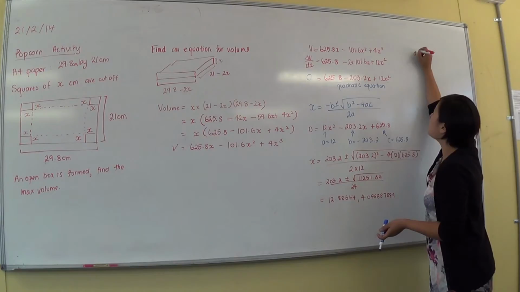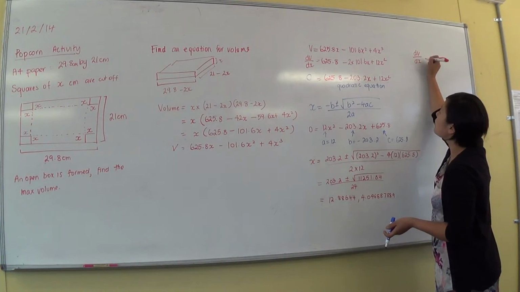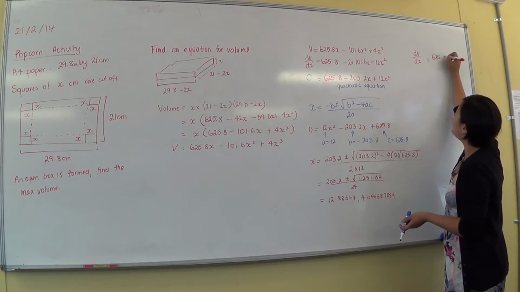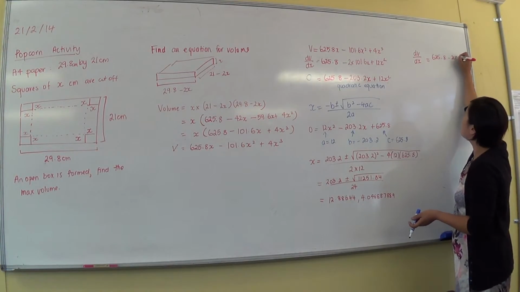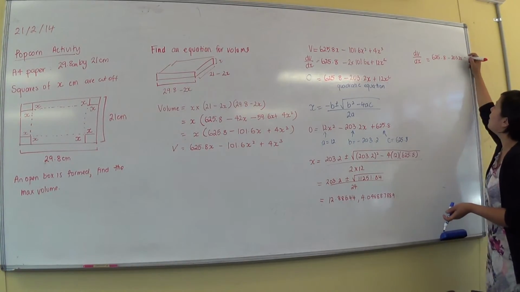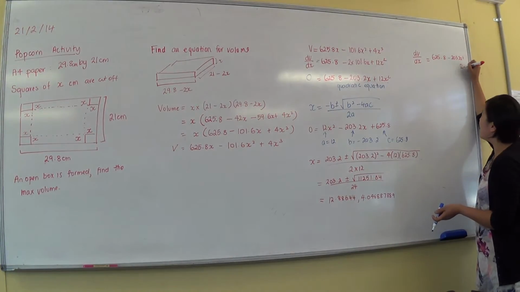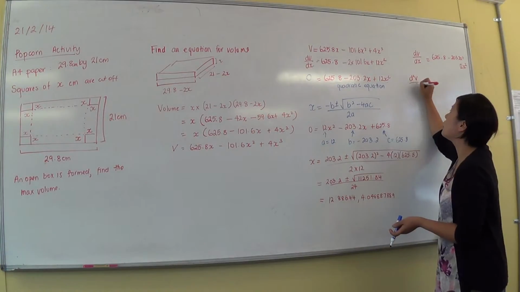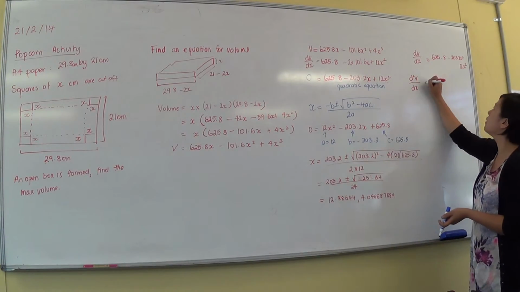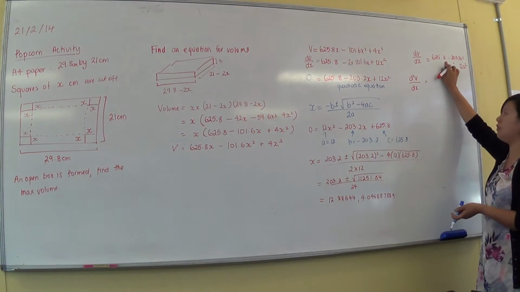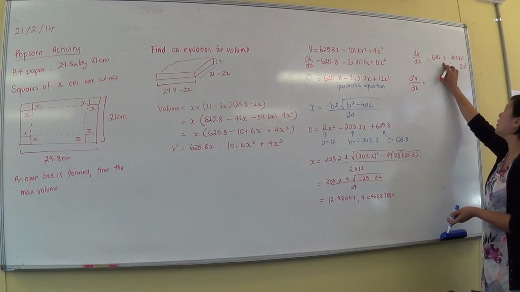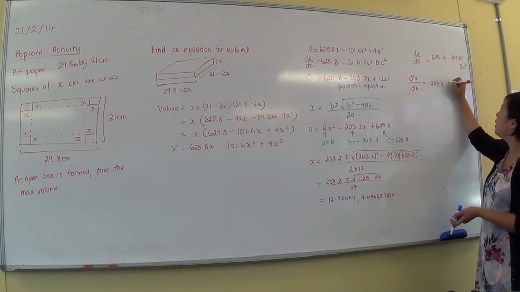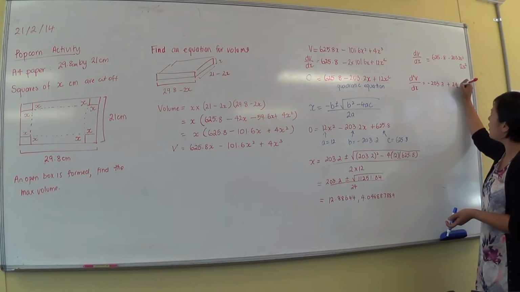So your first derivative was 625.8 minus 203.2x plus 12x squared. So your second derivative will be, so that is 0, because it's constant, 203.2 plus 24x.